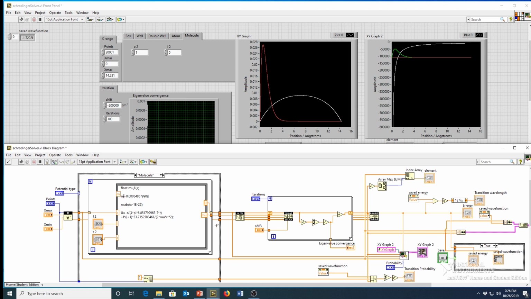So this isn't mu anymore, so I'm just going to call it m. I'm going to call this output terminal m. I'm going to call the variable m, just so it's more accurate.